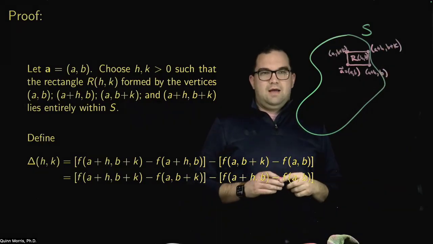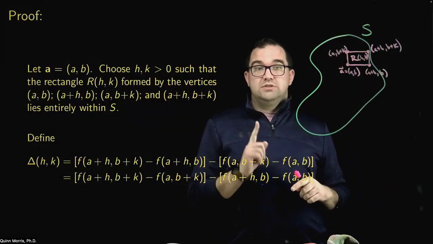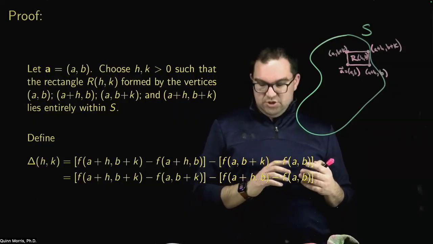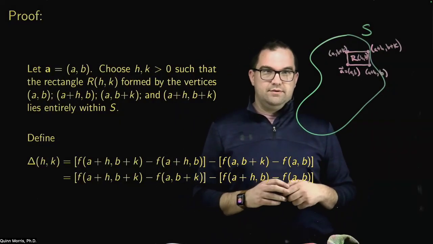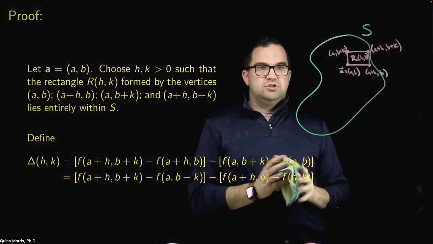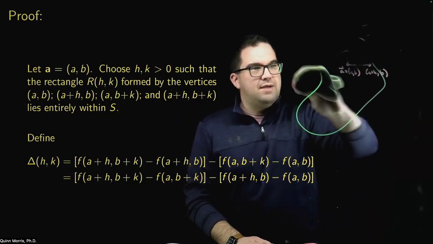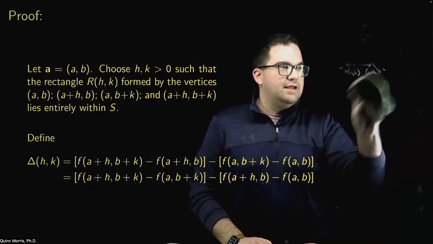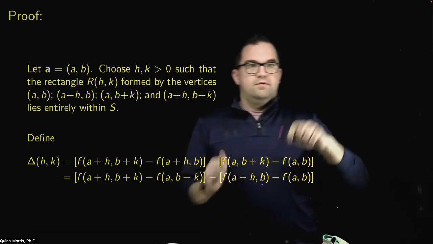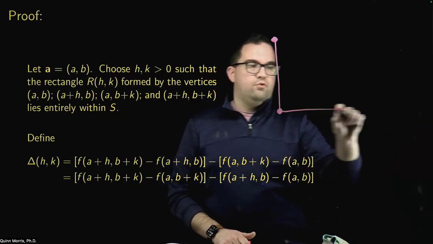Okay, so I want to choose H and K in such a fashion. I know I can do that because A is an interior point of S. Why is it an interior point of S? Well, S is open, so every point is an interior point. Okay, so I'm actually just going to go back and think about this rectangle. You can imagine we're going to zoom in here on this rectangle. So this rectangle then is just a rectangle consisting of the 4 points.